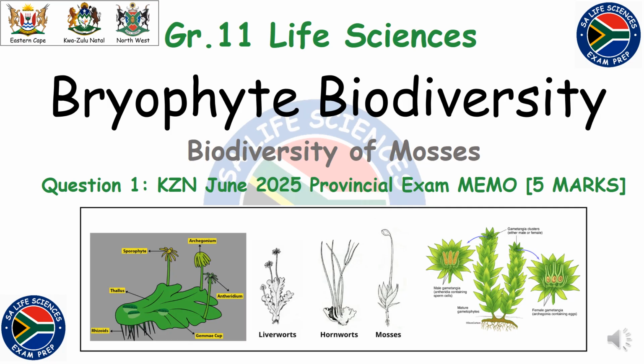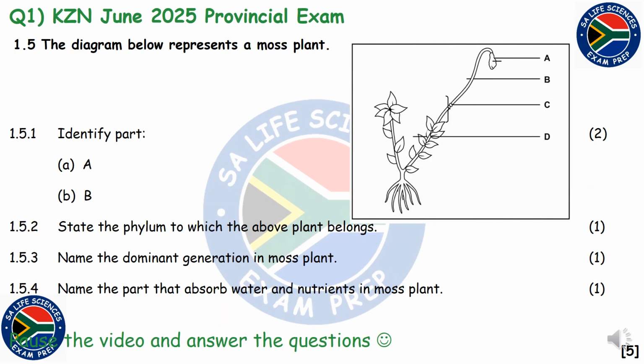In this video, we will be working through the KZN June 2025 Provincial Exam question on the biodiversity of mosses. So let's jump into the question. This question gives us a diagram of a moss plant, and we are given 4 different labels. Before we get to the answers, I would like you to work through the questions and then we will go through the answers.